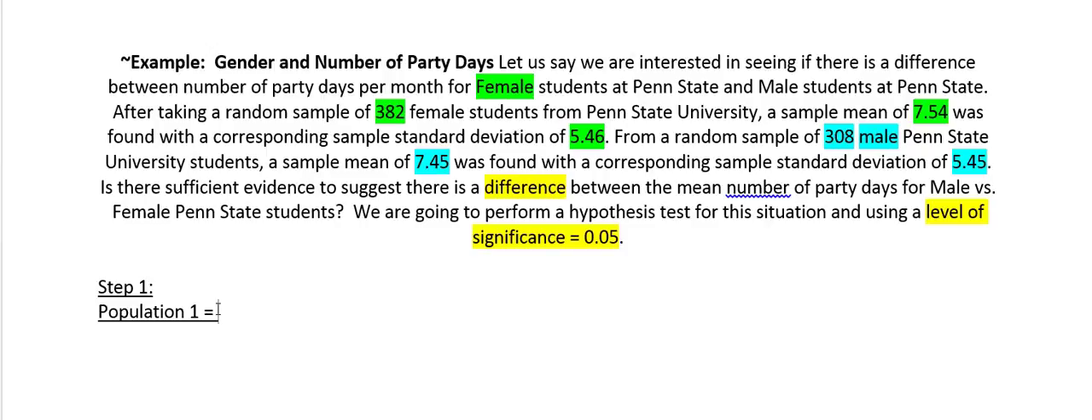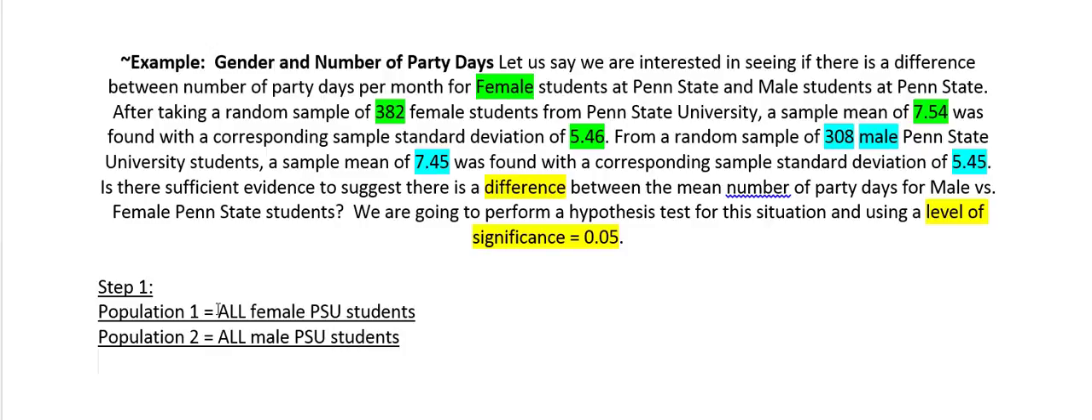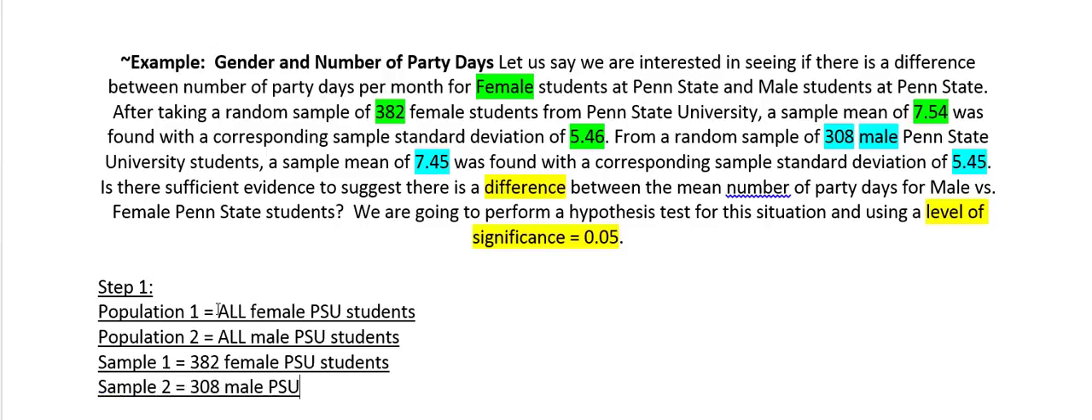So population 1 is going to be all female PSU students, and population 2 will be all male PSU students. The corresponding sample 1 will be for females, so we had 382 female PSU students, and sample 2 is the male PSU students.